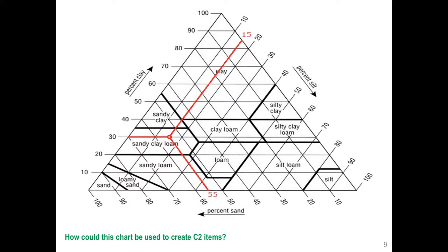Here's a soil texture chart that I pulled off public domain, and it's basically showing how clay, silt, and sand combine to create different types of soils. You can see how this type of graphic could be used to construct some C2 items where you're giving people values or percentages of the 3 components and asking them to identify what type of soil it is using those qualitative terms.